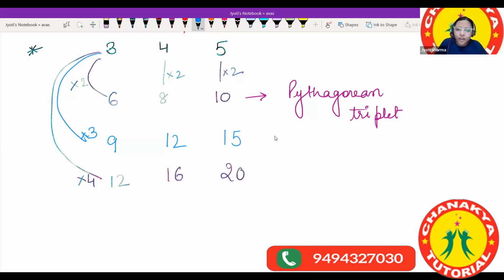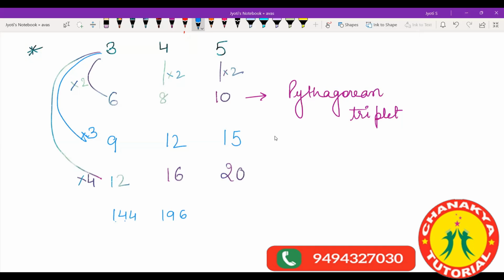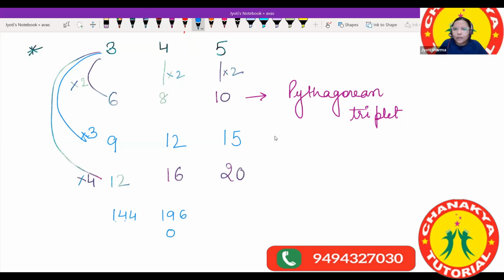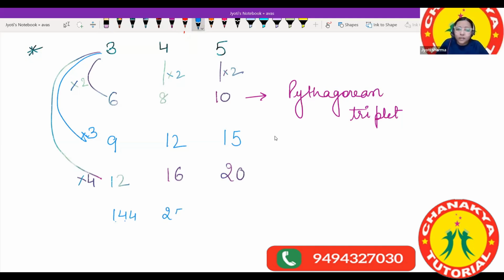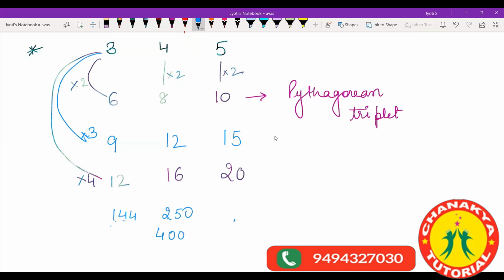See, 144 and this is 256. Now 100, 200, 240, 300, 340, 390, 400. My mistake, it should be 256. Yeah, this time see. And 20 square is also 400.